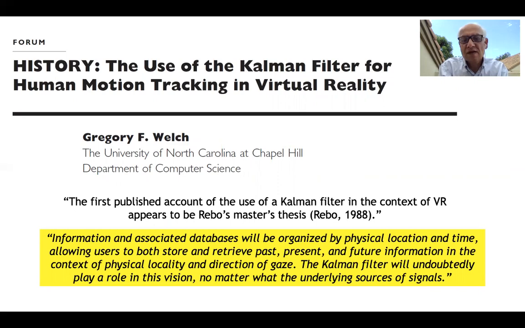And in the paper, he says that one of the earliest published accounts, although this is not the earliest actual use because this was published in '88, is Rebo's master's thesis. And then he goes over the entire history of the use of Kalman filtering. And I just thought this quote from his conclusion section is particularly interesting. Information and associated databases will be organized by physical location and time, allowing users to both store and retrieve past, present, and future information in the context of physical locality and direction of gaze. The Kalman filter will undoubtedly play a role in this vision, no matter what the underlying source of signals.